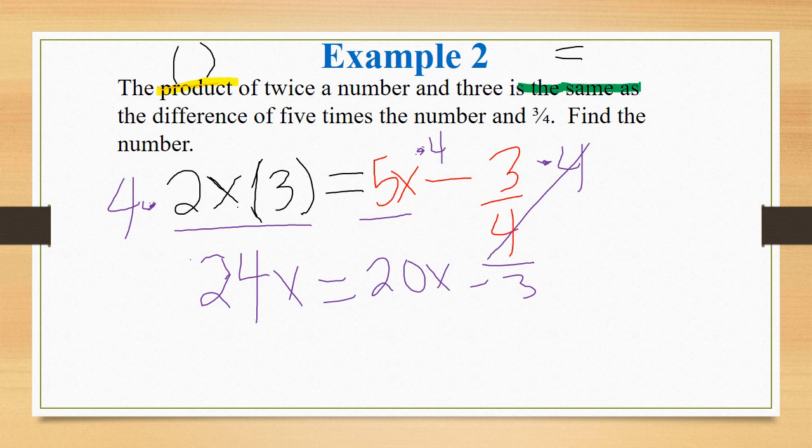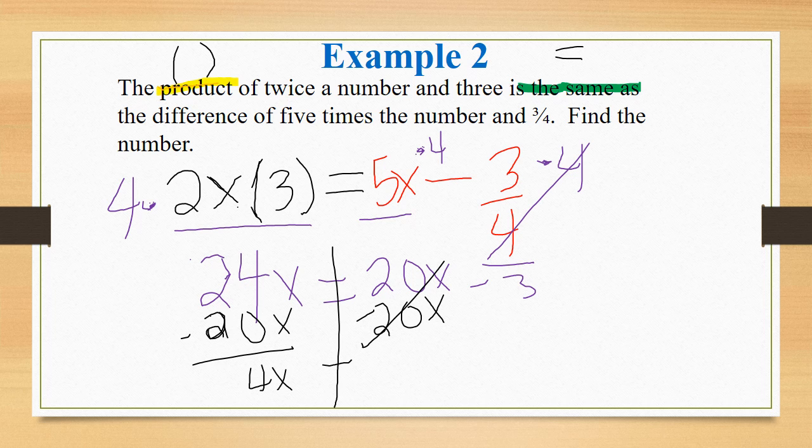And now I just solve it as such. My goal is to get x by itself, which is my smallest x, 20 or 24. It's not a trick question, I promise. 20. 20 is my smallest x. So if I have a positive 20, how do I move a positive 20? I subtract it. So I'm going to subtract 20x. What I do to one side, I do to the other, and I get 4x equals -3.